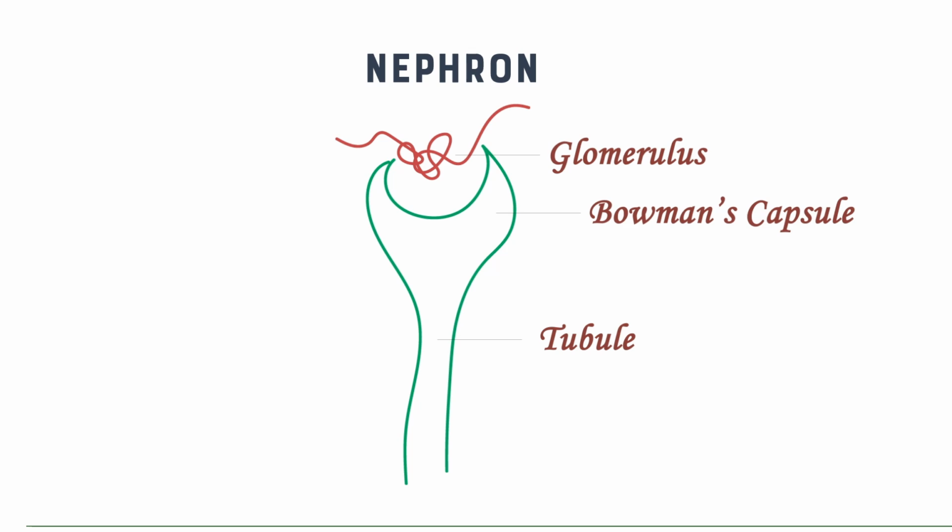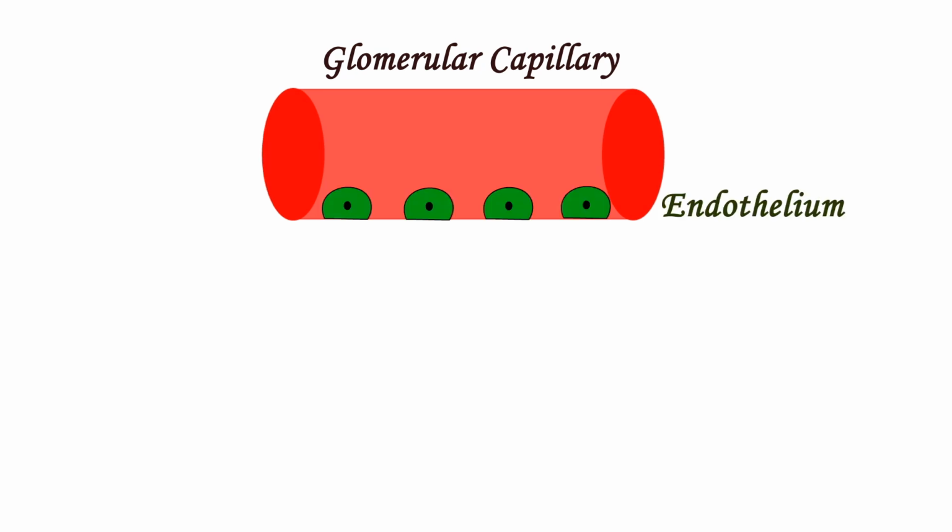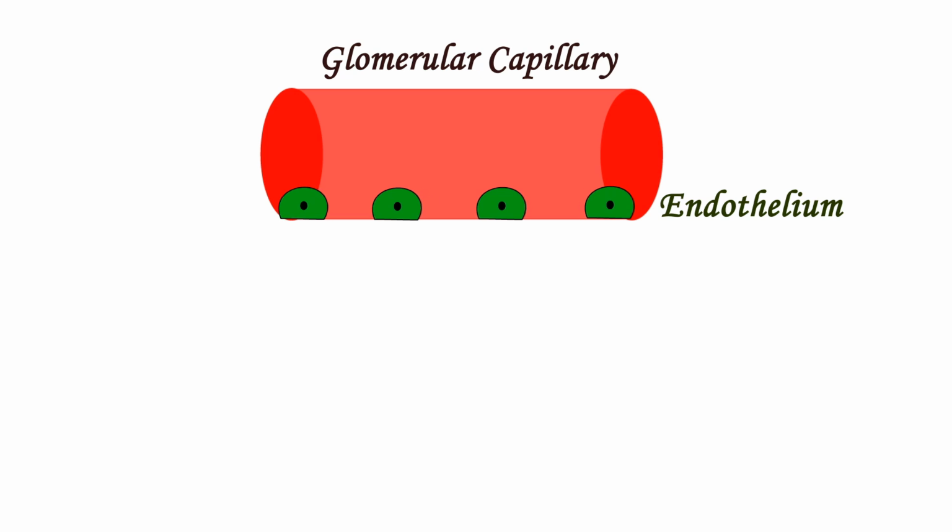So I'll just zoom in on the glomerulus and we'll see how this works. Zooming into the glomerulus, we can see that the glomerulus is a tuft of capillary, and I have focused on one glomerular capillary. Now we all know whether it's a capillary, an artery, or a vein, they're all lined by cells called endothelial cells. Now the speciality about glomerular capillary endothelium is that the endothelial cells are spaced away from each other. So they have big gaps between each other, and because of that they are called fenestrated endothelium.